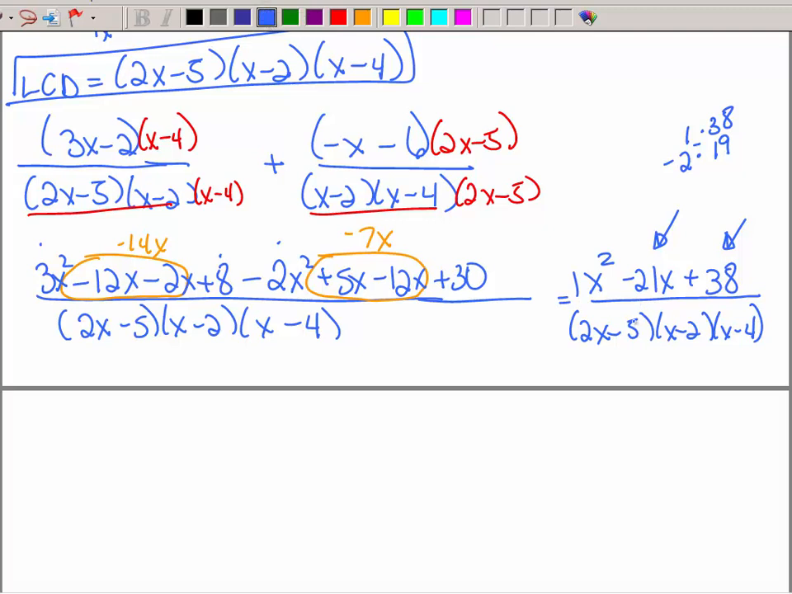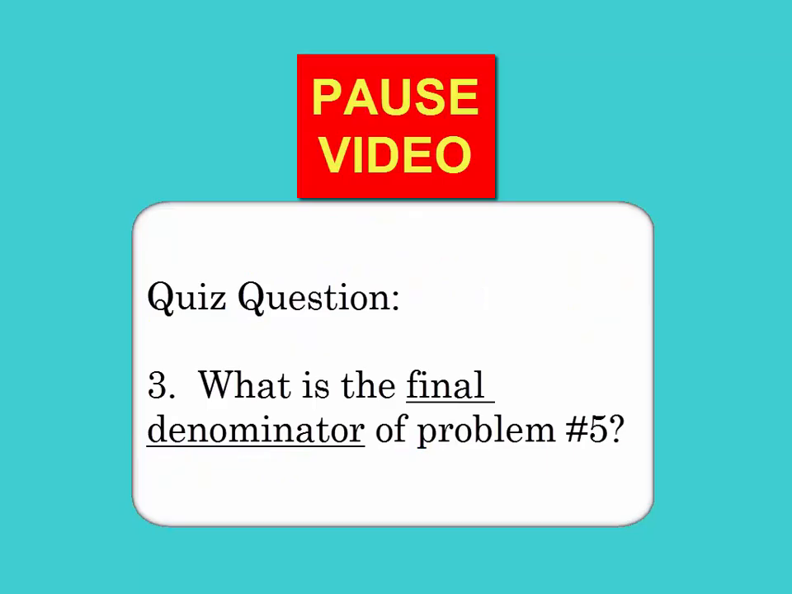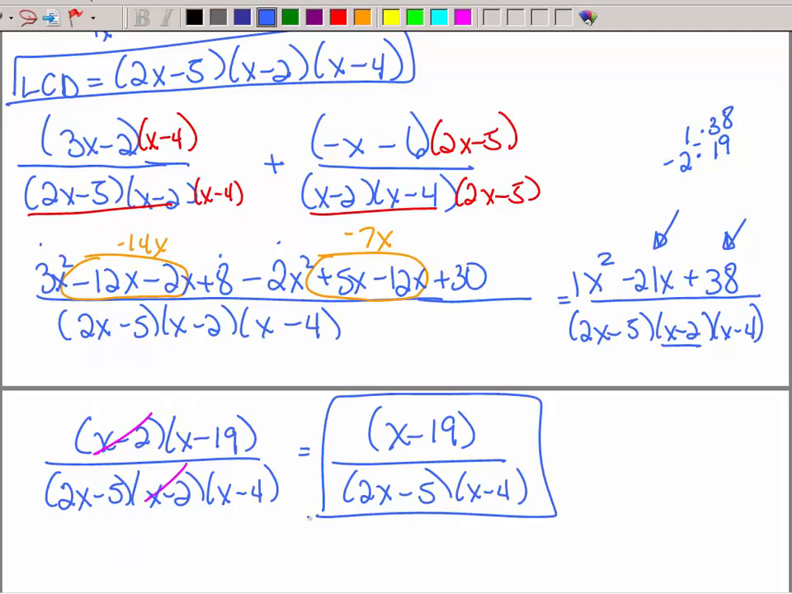So let's keep going. I'm going to factor that as x minus 2 times x minus 19. And I see that x minus 2 in the bottom, so I know that's going to reduce. So I want to now reduce and write down my final answer. And again, just being careful, putting everything in parentheses. So those last two problems are long. You just need to take your time and be careful.